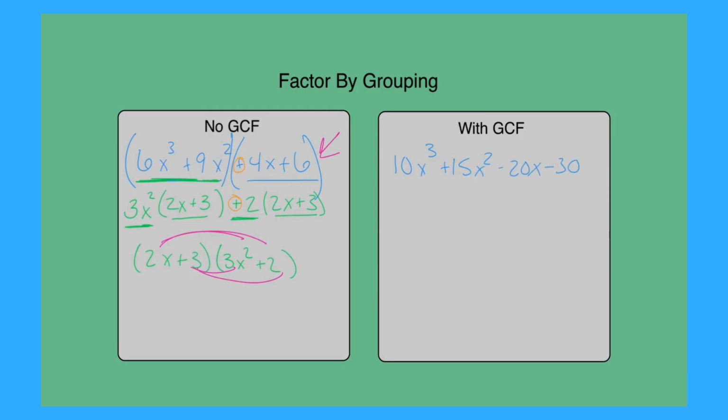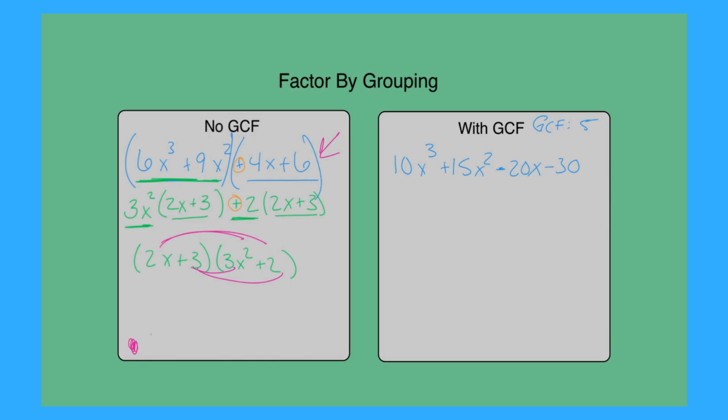Okay, so what I mean when I say it has a GCF, 10, 15, 20, and 30, I can divide all of those by 5. So this actually has a GCF of 5. It could have a GCF of a number like this. We could also have a problem that has a GCF that would just have a variable GCF. So let me write an example of what that might look like. We're not going to solve this one, so I'll write it over here.